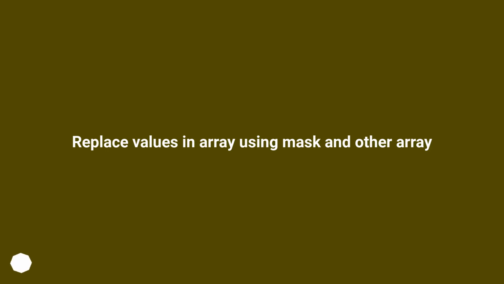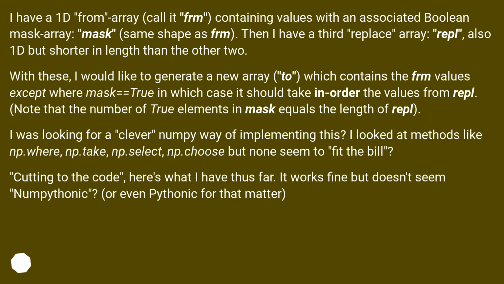Replace values in array using mask another array. I have a 1D array, call it from, containing values with an associated boolean mask array, mask, of the same shape as from. Then I have a third replace array, repl, also 1D but shorter in length than the other two.